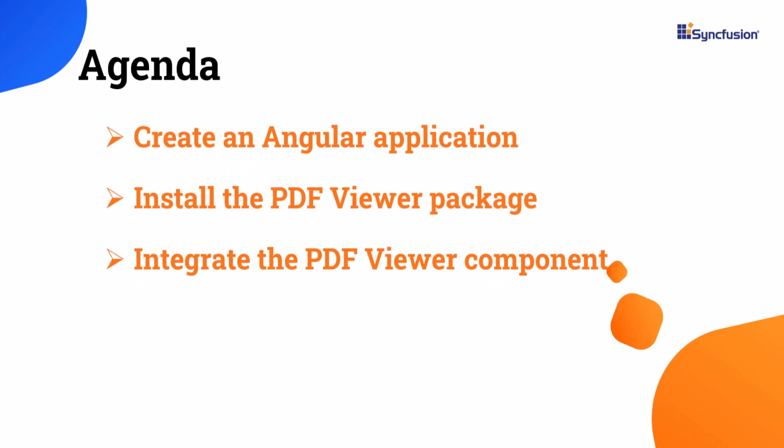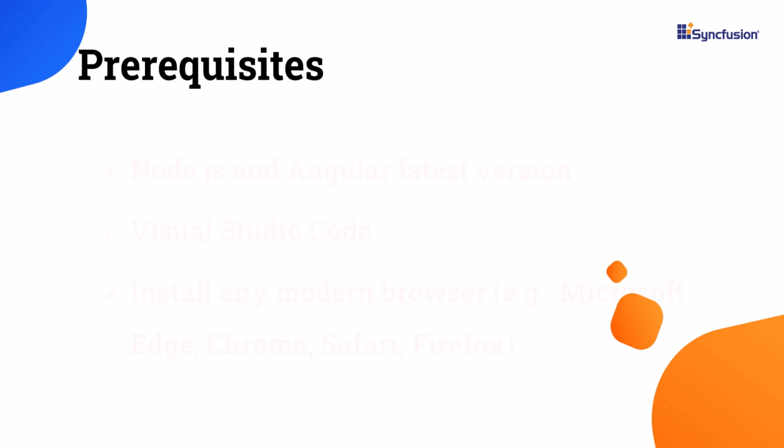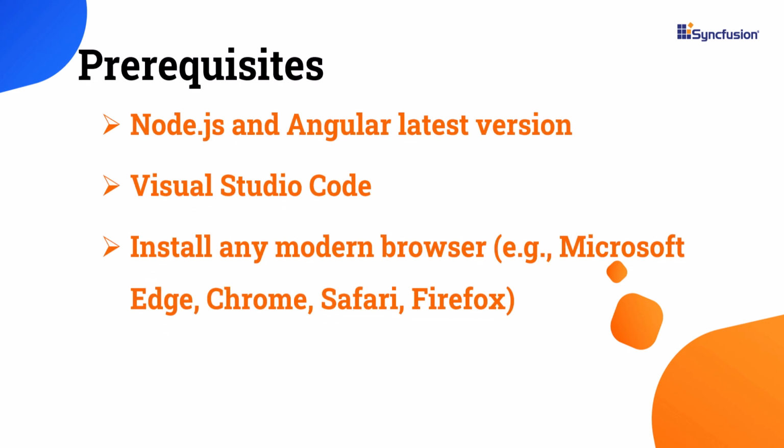In this video, I will show you how to get started with the Syncfusion Angular PDF Viewer component. You will learn how to create an Angular application, install the PDF Viewer package, and integrate the PDF Viewer component. Make sure you have installed the latest versions of Node.js and Angular. I will be using Visual Studio Code to create the application, and Microsoft Edge to view the output. Now, let me show you how to create an Angular application in Visual Studio Code.